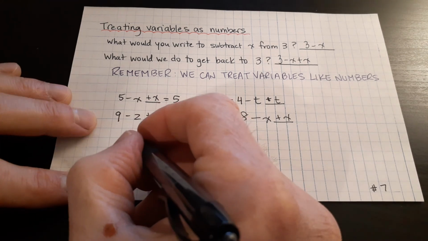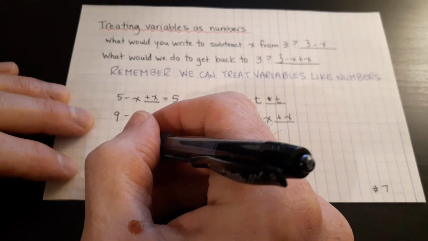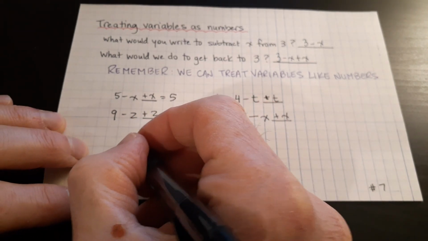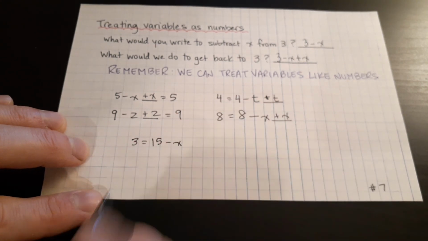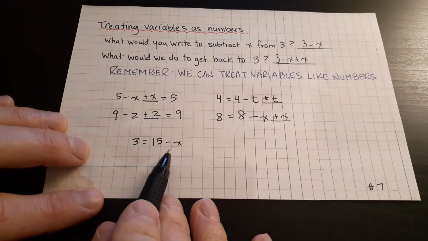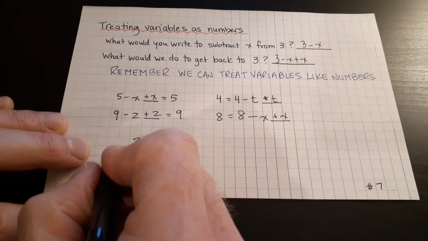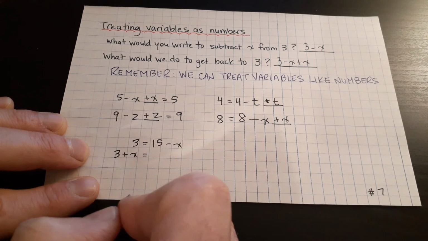I'll give you a little example. Let's try to make one that's not super difficult. Let's say we have something like 3 equals 15 minus x. We want to get rid of this x on this side, which means we have to add x. But to preserve equality, we have to do it on both sides.